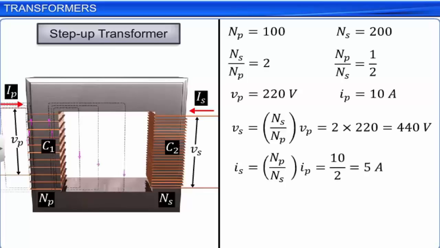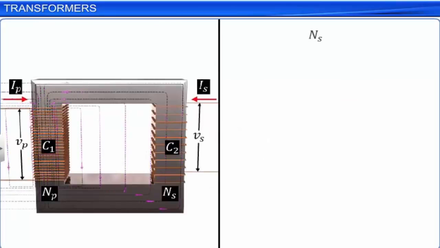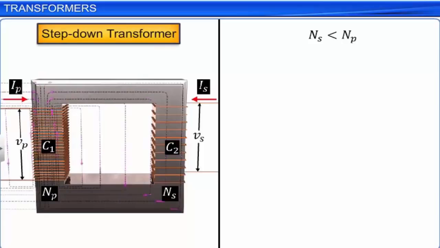Conversely, if the secondary coil has fewer turns than the primary coil, the transformer is called a step-down transformer. Output voltage is less than the input voltage. That is, the voltage is stepped down or reduced and the current is increased.